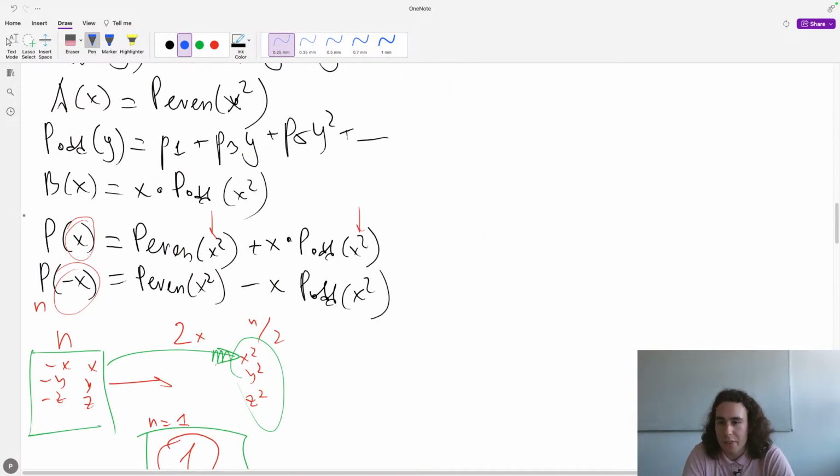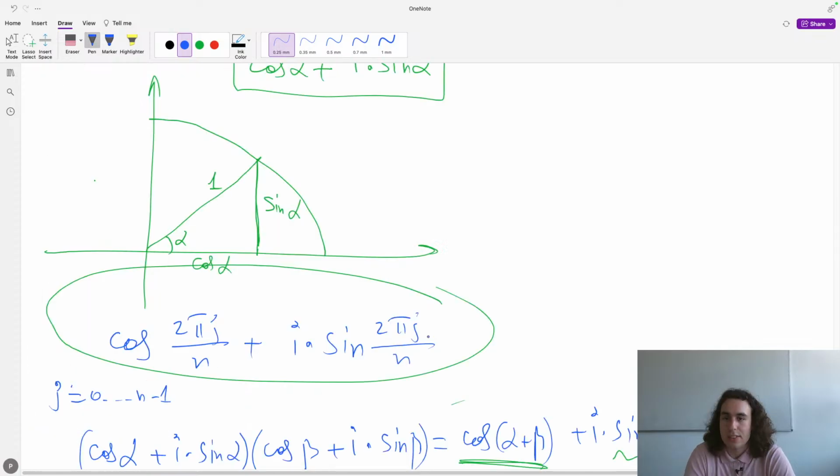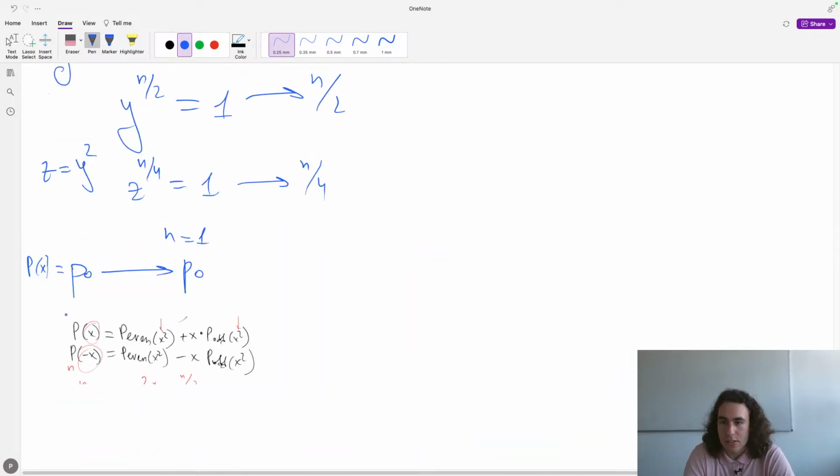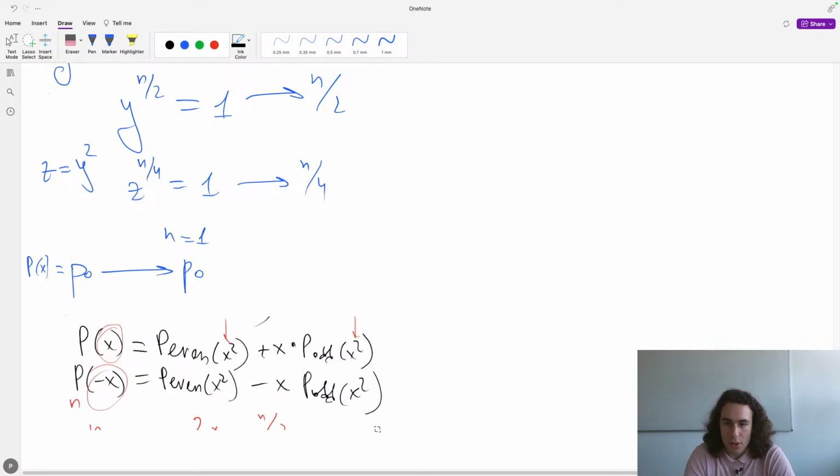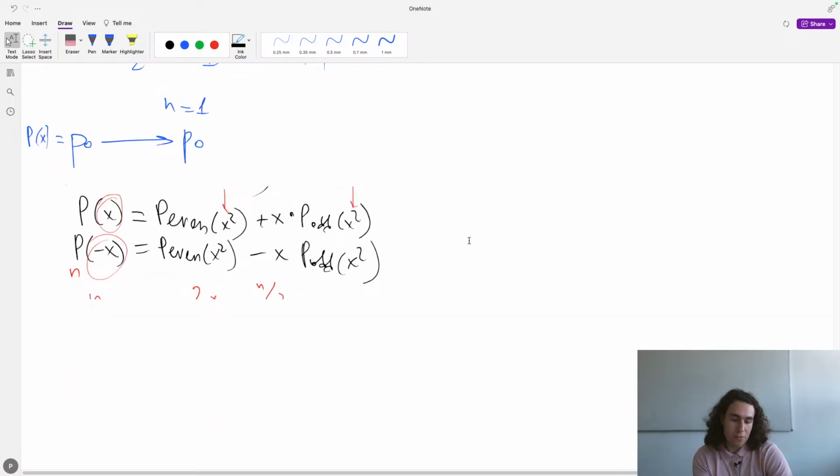Let's copy that formula. We know that p of x is p even of x squared plus x times p odd, and p of minus x is similar. Good. That's the whole algorithm. Let's implement it quickly. Okay?